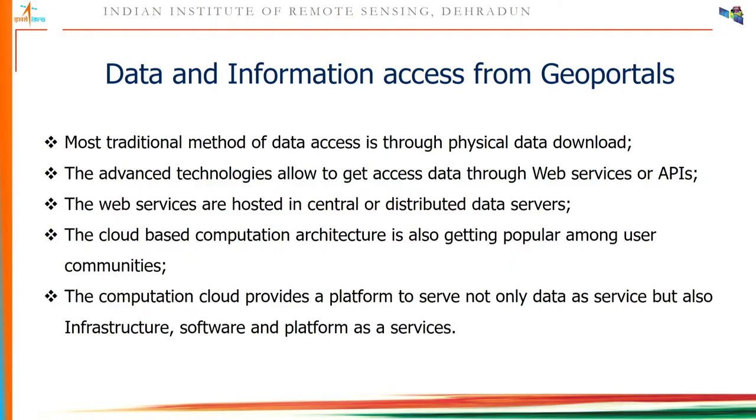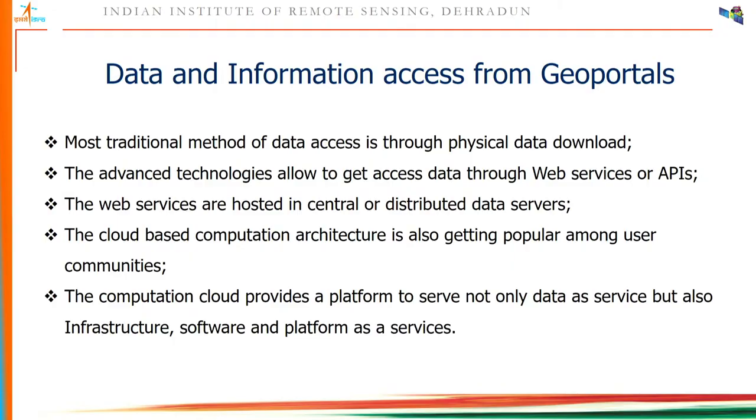Another format which is very useful in remote sensing and GIS is vector data. Here the data or information is stored in the form of geometry. We use three basic geometries: point, line and polygon. The most popular data format is the shapefile. You can directly download this data as a shapefile and then use it in your project. This is one method of data access.